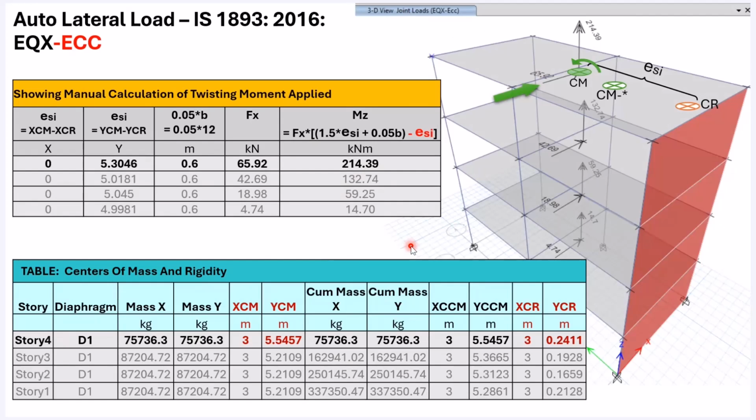And this auto lateral load for the negative eccentricity. So it is the same set of forces, but this time it is positive. So we can see the center of mass in the negative shift.